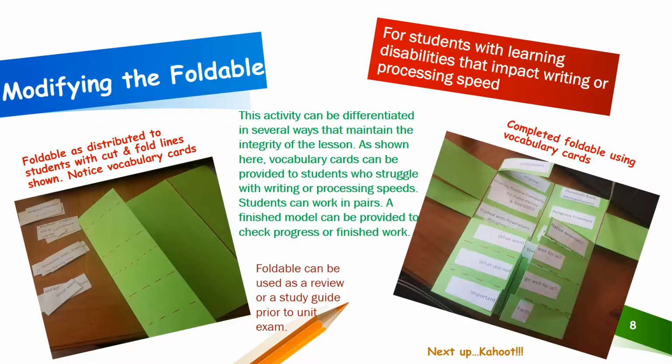There's a lot going on this slide, most of it having to do with modifying the foldable and some different ways to differentiate this part of the lesson. But one thing I wanted to show you real quick was in the left-hand picture, you can see the foldable as it will be distributed to the students. See how there's a solid line and there are some dotted lines. The dotted lines are where the students will cut to make the flaps, and the solid line is where they're going to fold so that it gets folded up into the foldable. So I wanted to show that to you.